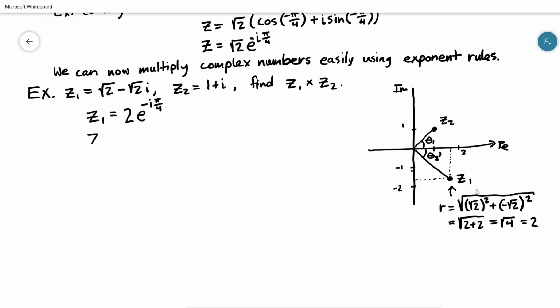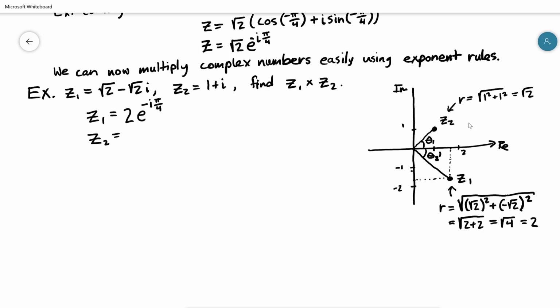For the second point, the one up here that I drew first, here's z2. That is a positive 45-degree angle, and I'm going 1 over and 1 up. The r value for this one will be the square root of 1 squared plus 1 squared, which is just going to be root 2.